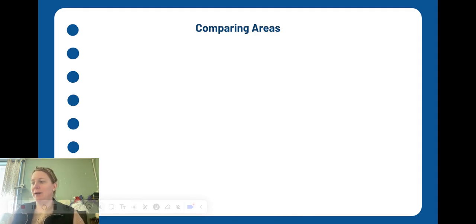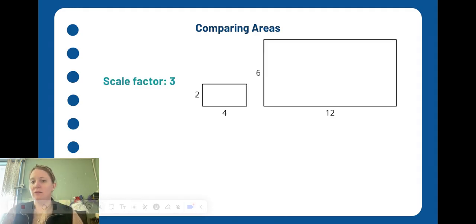Okay, we're going to go comparing areas. So we have these two rectangles, and we've got to figure out the scale factor. As you can see on the screen, the scale factor is 3, because 2 times 3 is 6 and 4 times 3 is 12. Remember, scale factor is multiplicative, means you would multiply the original figure by a number to get the scaled figure.